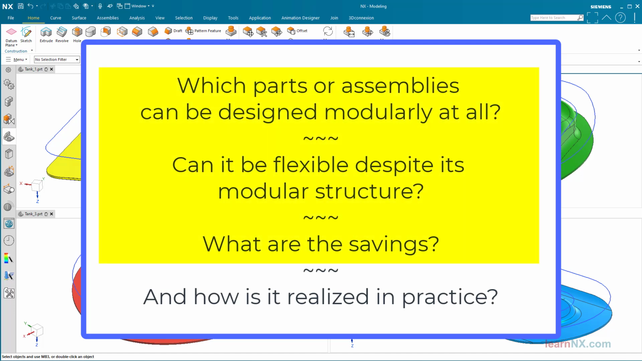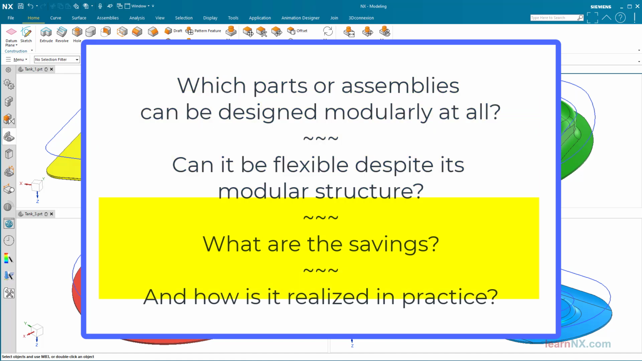Well, the first three questions can be answered independently of a CAD system. Only when it comes to practical realization, it will, of course, be explained using NX in this channel. But let's start with the question that is typically asked first. What are the resulting savings?